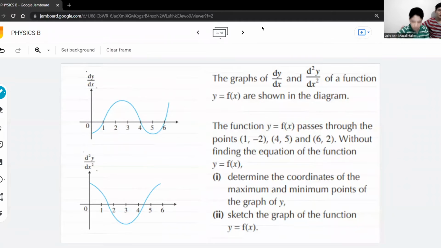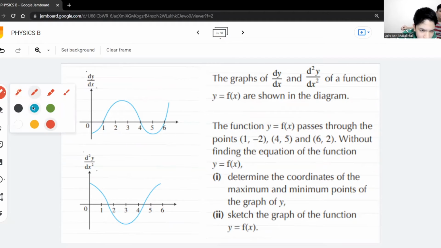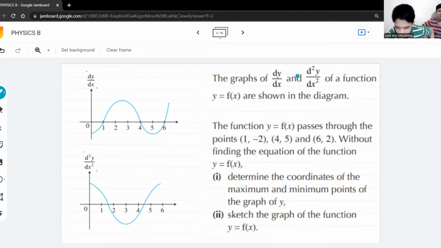Hi Josh, can you do this problem in differential calculus? Graphs of dy/dx and the second derivative of the function y = f(x) are shown in the diagram. The function y = f(x) passes through the points (1, -2), (4, 5), and (6, 2), without finding the equation of the function y = f(x).